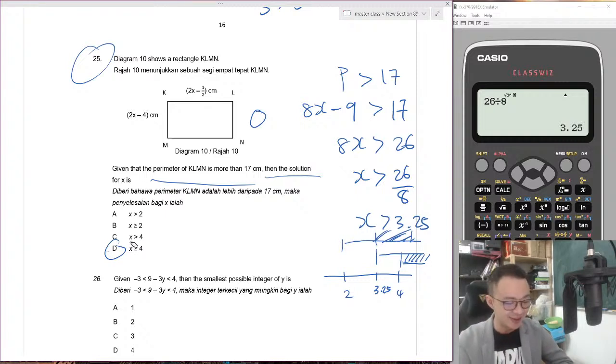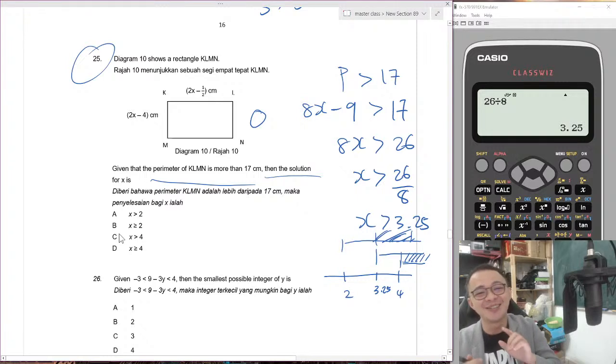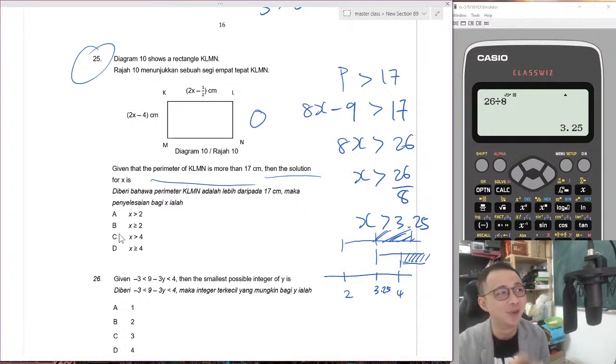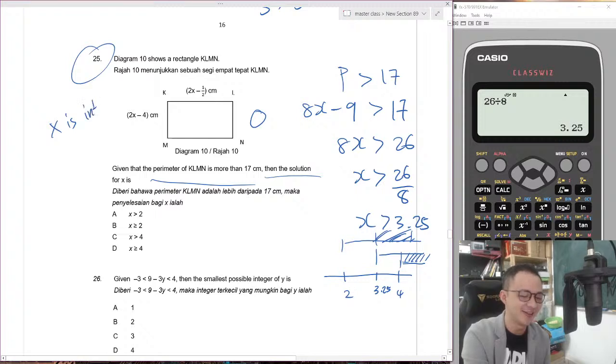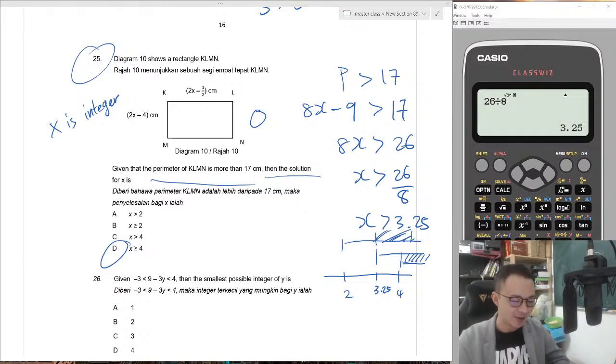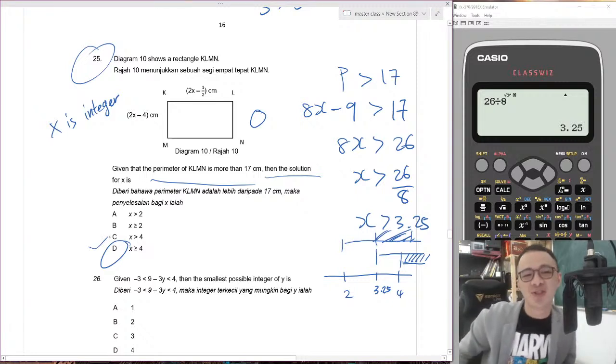I don't know, but if not mistaken, the answer scheme says the answer is C. It's not mistaken. So yeah, for this question I will just assume x is integer, then I will circle the answer D. Alright, you can follow the answer from the marking scheme, but you better ask your teacher why the answer is C. Because the marking scheme says the answer is C, I don't know. So this is the reason why I say this question is a little bit weird for me.